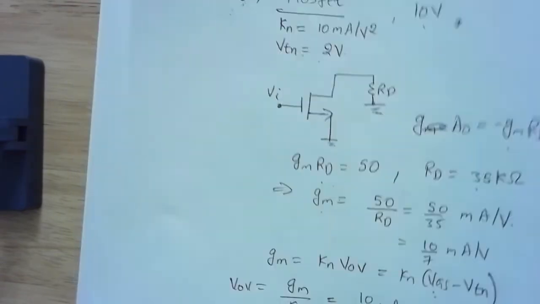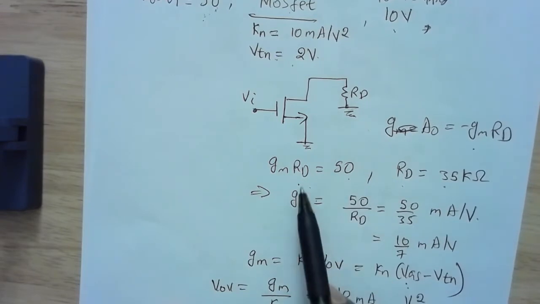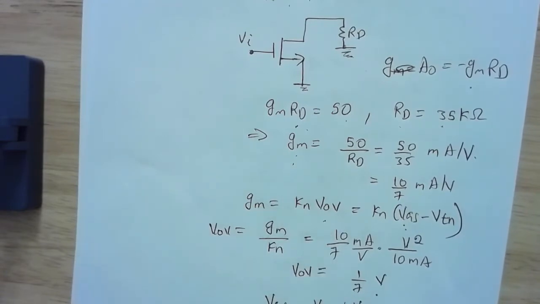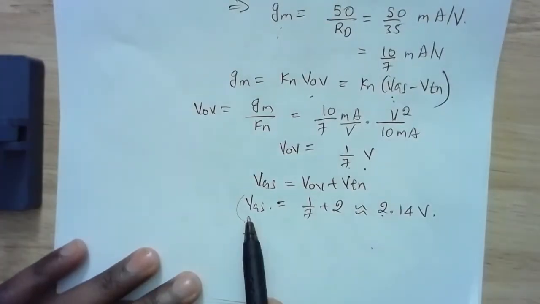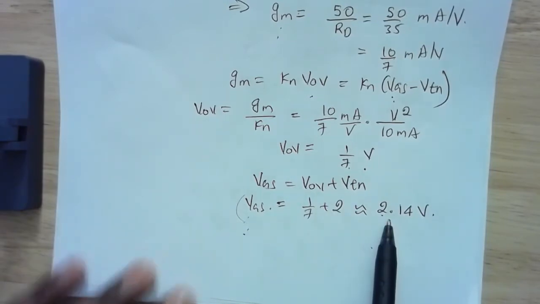We went back here and we said GM RD should be 50, and then since we know what RD is, we calculated what GM was. From GM, we know what VOV is, and that turned out to be 1.7 volts. And if we know the overdrive voltage VOV, then we know VGS, because VGS is nothing but VOV plus VTN. So that came out to be 2.14 volts.